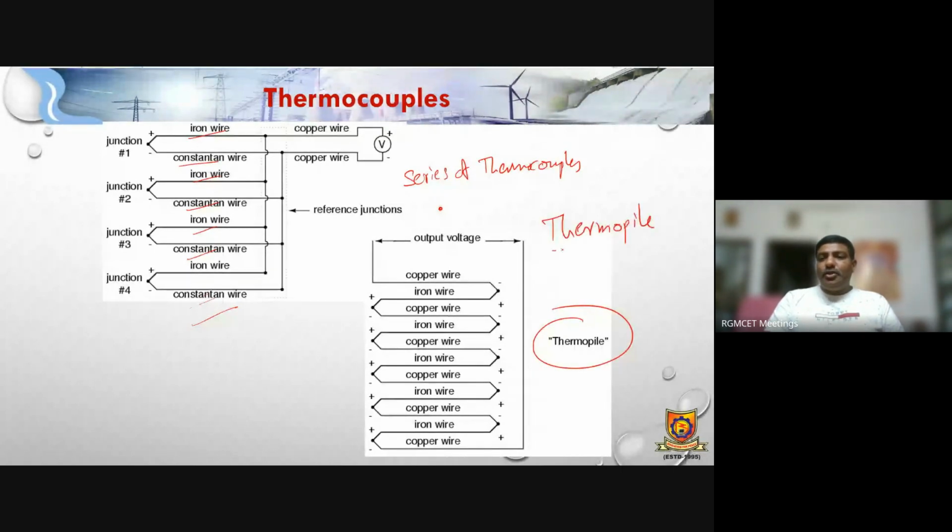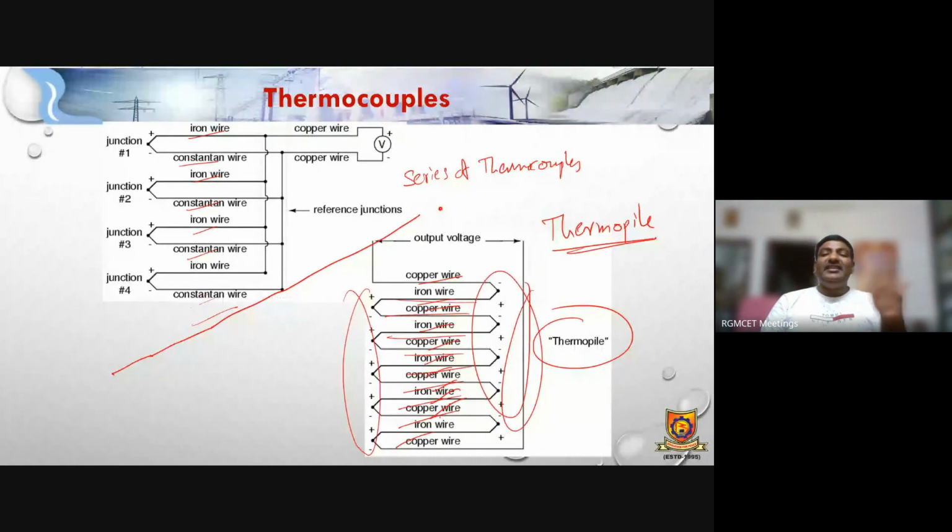Thermopile is nothing but a series of thermocouples. So copper is connected with iron, again copper connected with iron, copper connected with iron. Copper is material 1, then material 2, material 1, like that, in series. Observe here, these are the wires joined at different ends. So a series of different wires is called a thermopile.